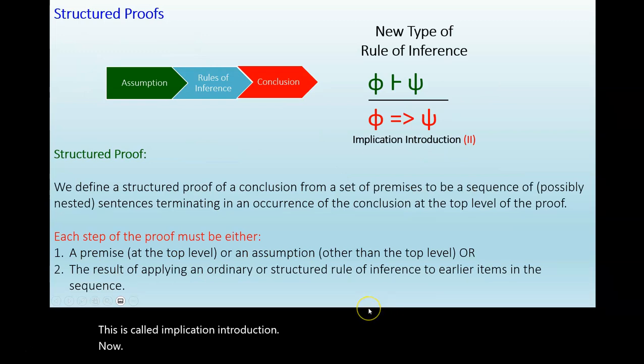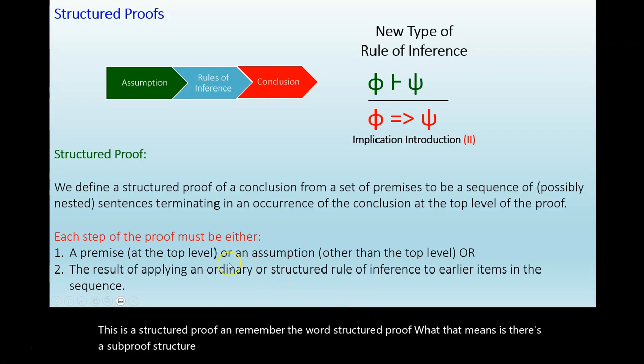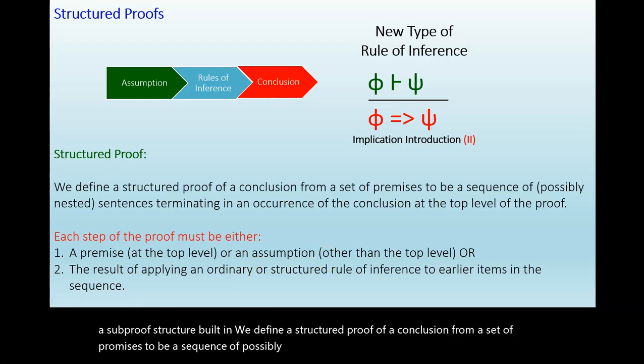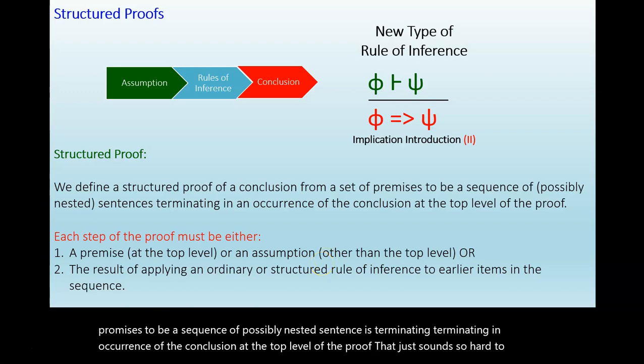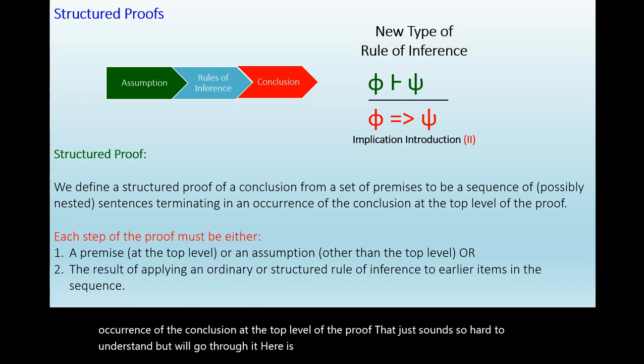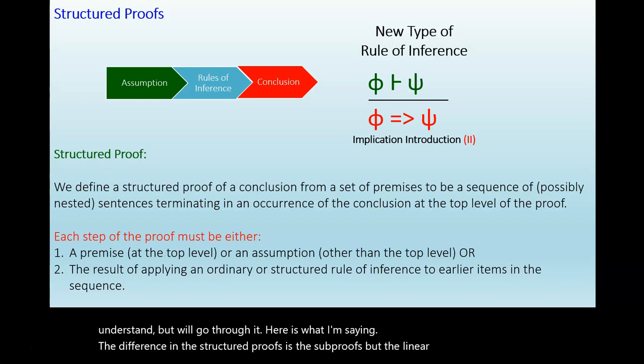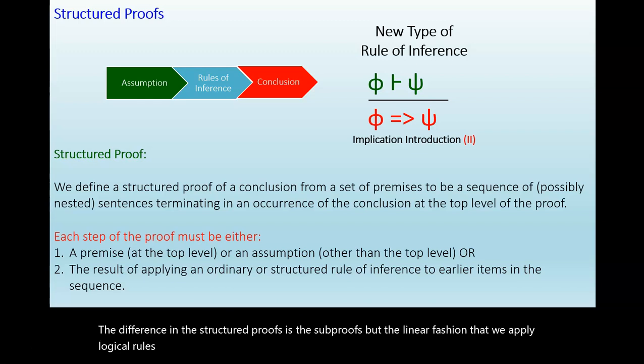Now, this is a structured proof, and remember the word structured proof, what that means is there's a subproof structure built in. We define a structured proof of a conclusion from a set of premises to be a sequence of possibly nested sentences terminating in an occurrence of the conclusion at the top level of the proof. Oh, that just sounds so hard to understand, but we'll go through it. Here's what I'm saying. The difference in these structured proofs is the subproofs, but the linear fashion that we apply logical rules of inference doesn't change.